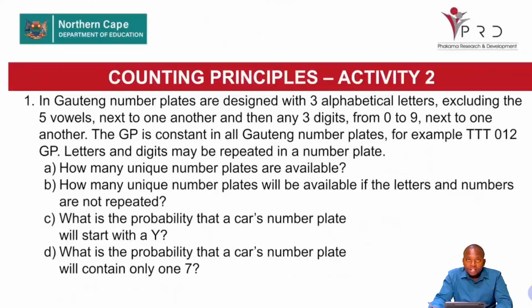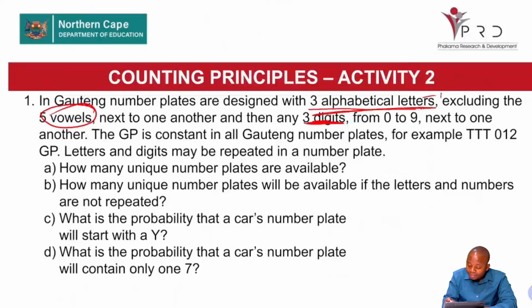Right, welcome back, graduates. Now, let us discuss the solutions to this activity. So, we are told that in Gauteng, the number plates are designed with 3 alphabetical letters, excluding 5 vowels, next to one another, and then 3 digits. So, let's just read the question. We have 3 alphabetical letters, excluding 5 vowels. So, this is what I'm excluding. Again, next to each other, 3 digits.